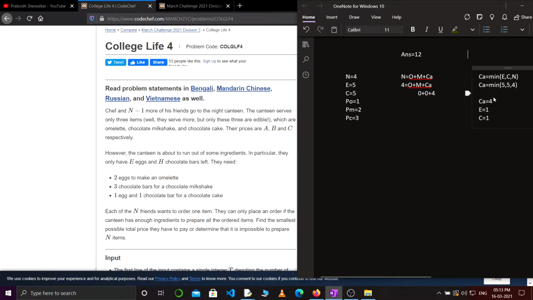Now I am decreasing cake by 1, so it's 3. So available eggs will be 2 and available chocolates will be 2. So now with available eggs I can make one omelette, and with available chocolates I can make 0 milkshake. So again, we have 3 cakes, and now we want to buy one more item, either egg or omelette or milkshake.